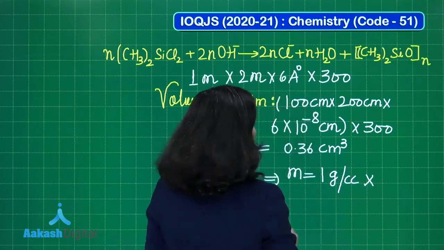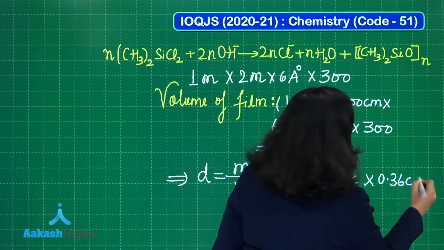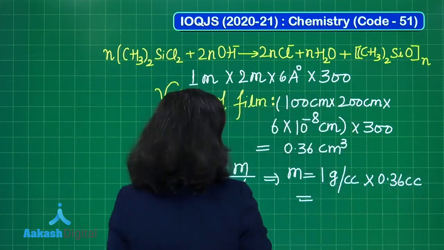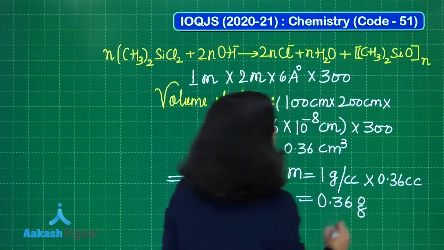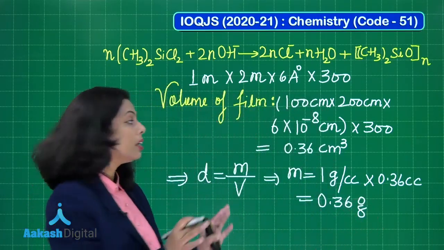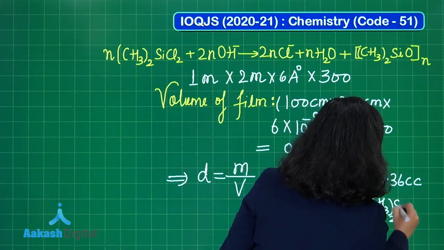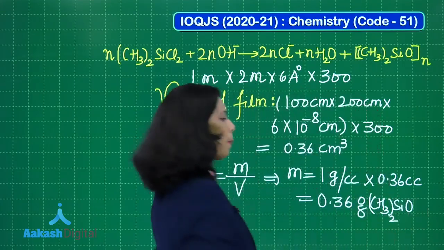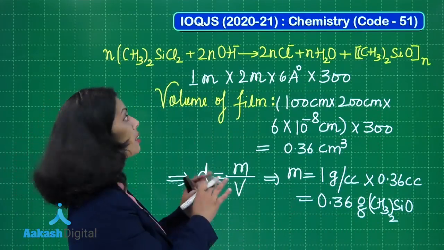Multiply it by the volume, that is 0.36, yes, that is 0.36 gram. This is basically the mass of the layer, and the layer is made up of dimethyl silicon oxide. Done?